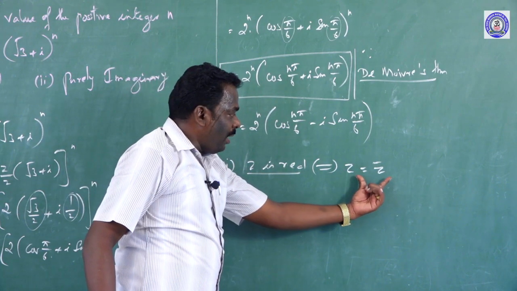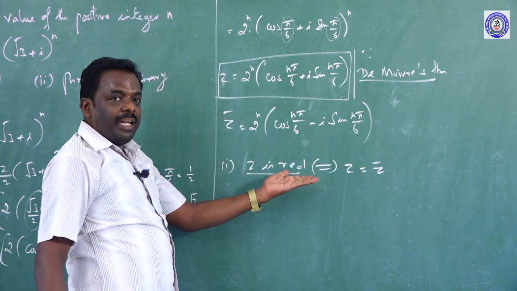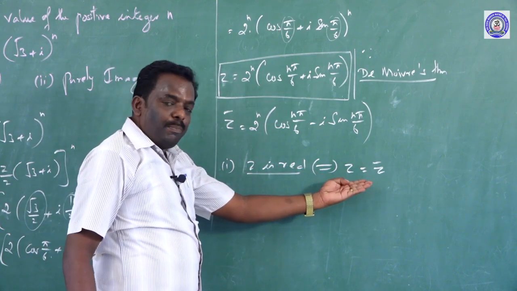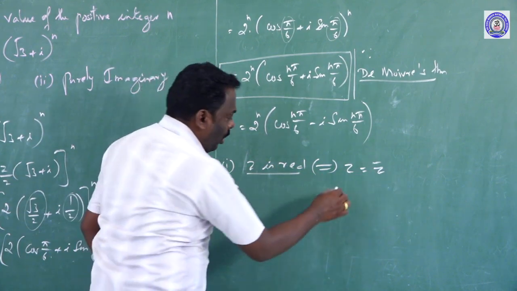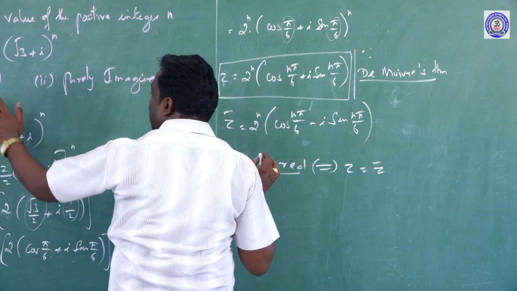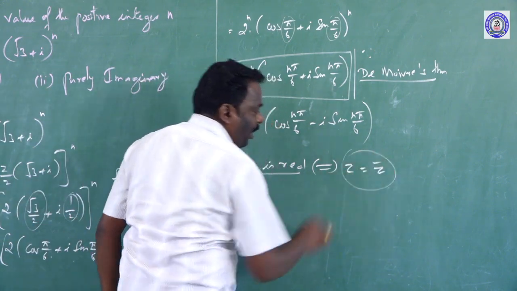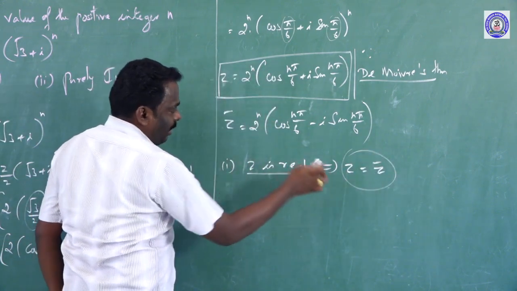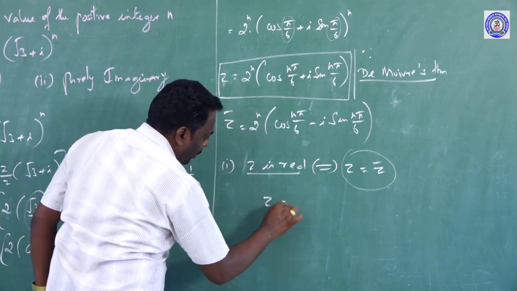Z equal to Z bar, then if and only if Z is called real. If Z is real, that implies Z equal to Z bar. So now Z is given what? Z is real, therefore Z equal to Z bar. Now replace Z and Z bar in this equation. That is it, Z is equal to Z bar.